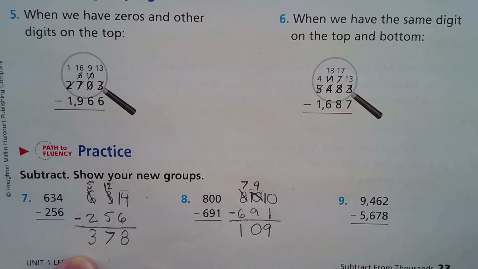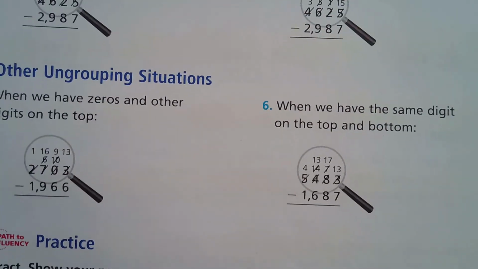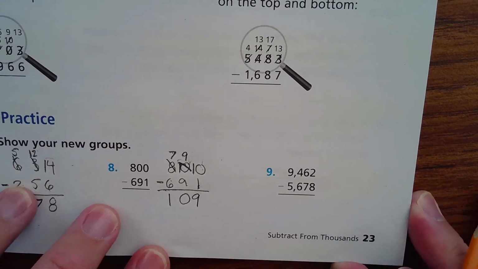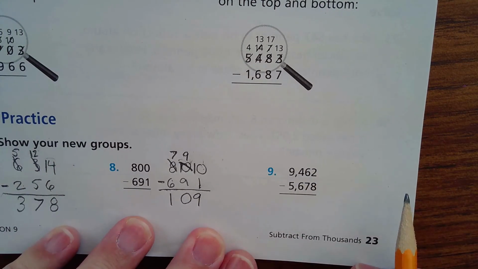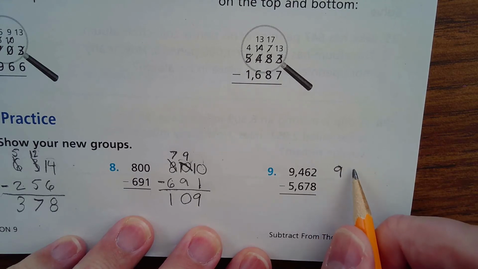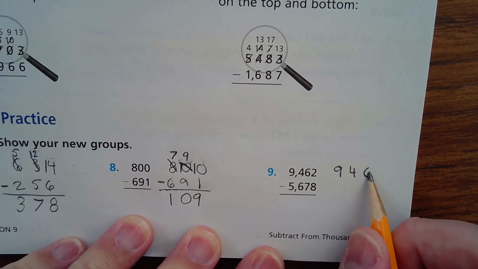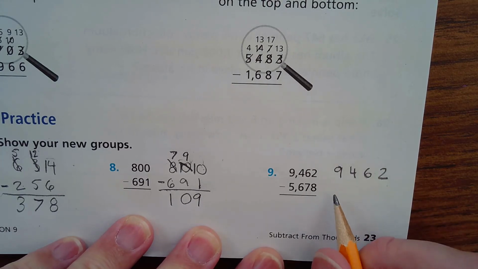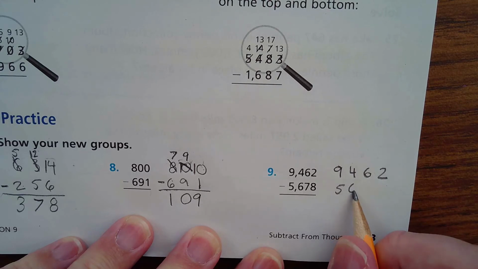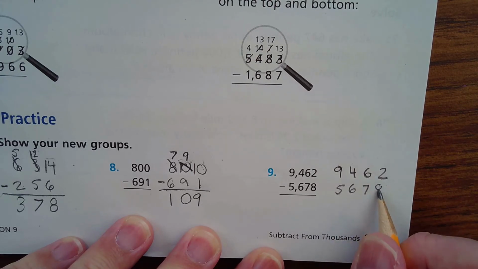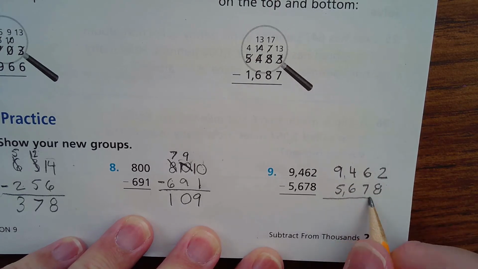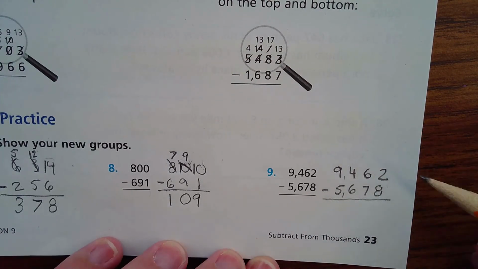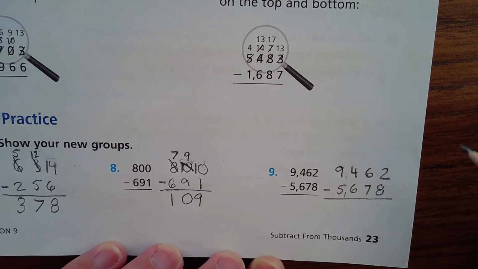All right, so for number 9, I'm going to do this one kind of slow and see if you can kind of follow along with me as we go. I'm going to rewrite this one because there's going to be some regrouping to do in there. So I'm going to go 9, 4, 6, 2. I'm leaving some kind of gaps in between because there's going to be some crossing out happening. 5, 6, 7, 8. Well, that's pretty nice. And subtract. All right. Once you have it written, I'm going to go nice and slow. See if you can kind of stay a step ahead of me.